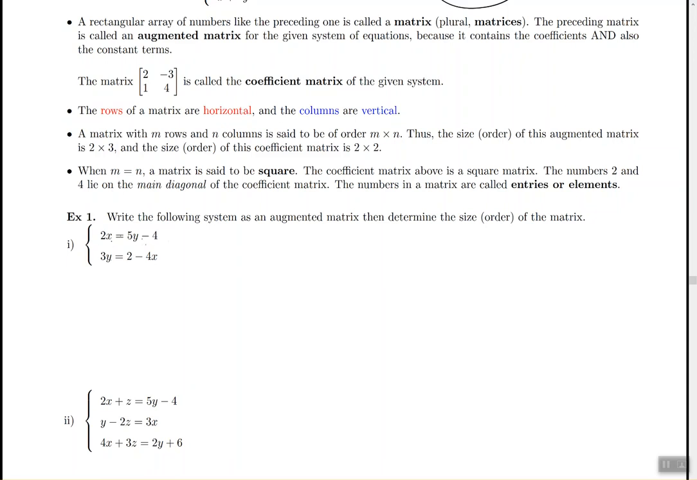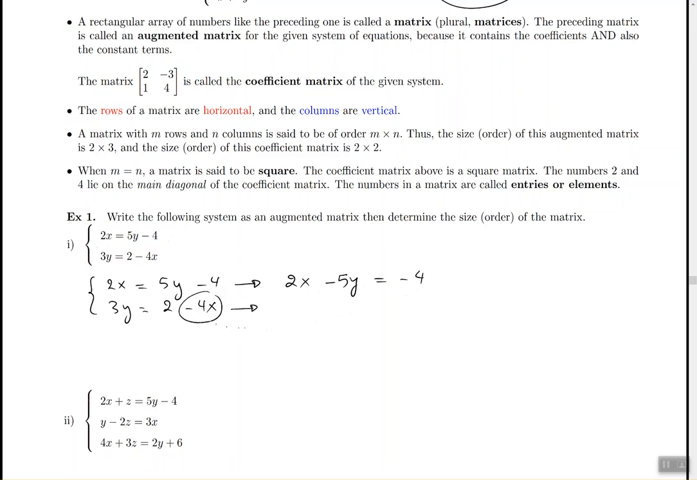So again, the way that you want the system is, first of all, you want the numbers to be all organized before you turn it into a system, before you turn it into a matrix or whatever. So the first equation right now is all messed up. We need the 2x first, we need the 5y after, and we need the -4 all the way at the end. The second equation is all messed up.